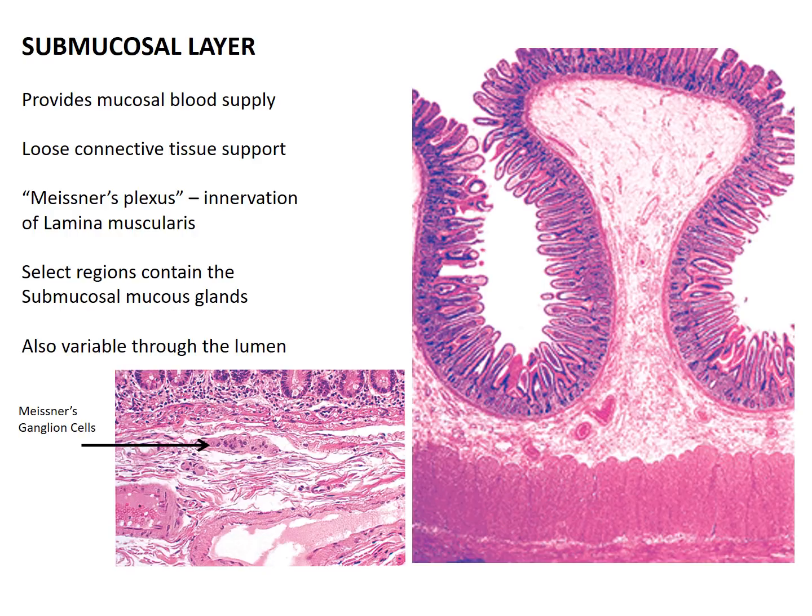And like the other areas of the GI tract, the submucosa will be variable depending on which area you're in. If you look at the bottom left picture, I've highlighted for you what some of those neurons or Meissner's ganglion cells look like in a tissue biopsy.